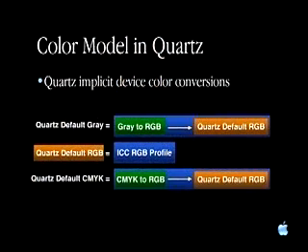For completeness, it's worth mentioning that Quartz can also encompass implicit device conversions as defined in PDF by proper configuration of the default color spaces. Here is an example of a configuration handling device gray to device RGB and device CMYK to device RGB conversions.